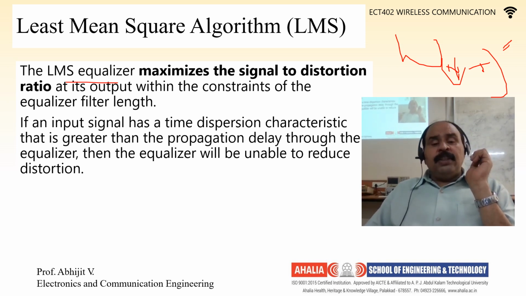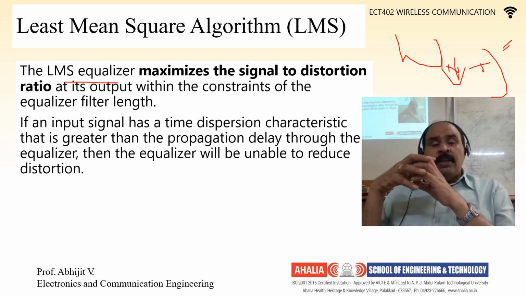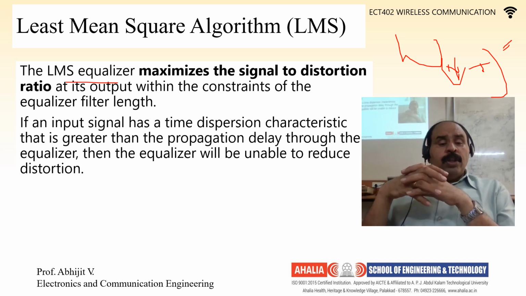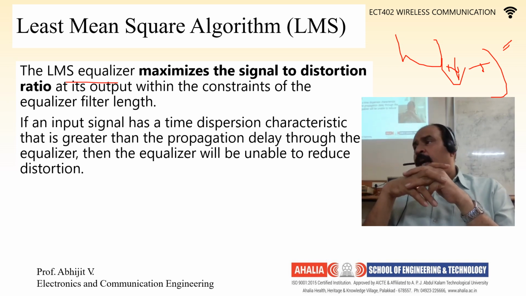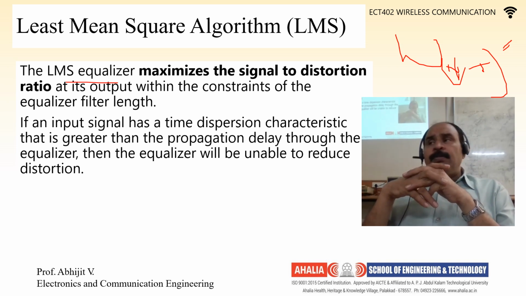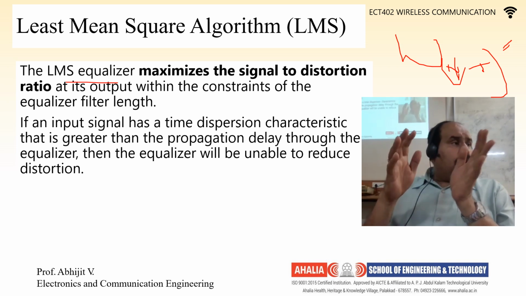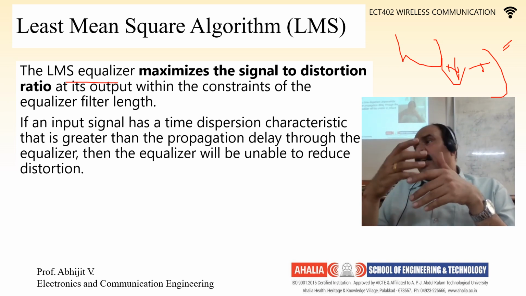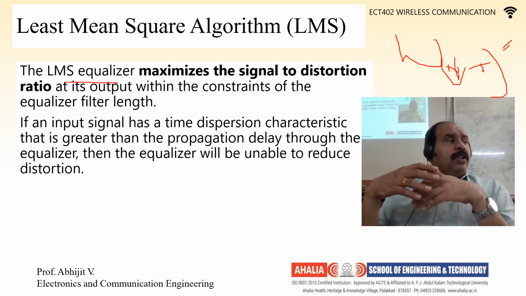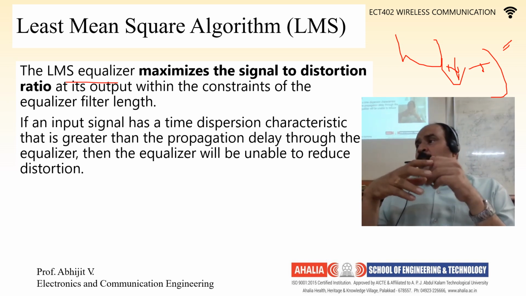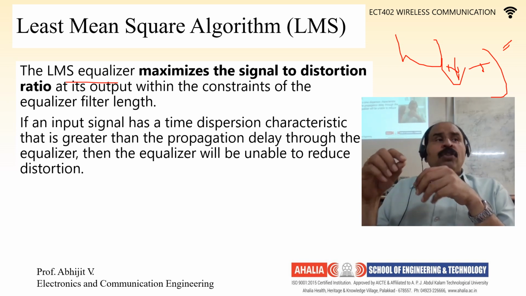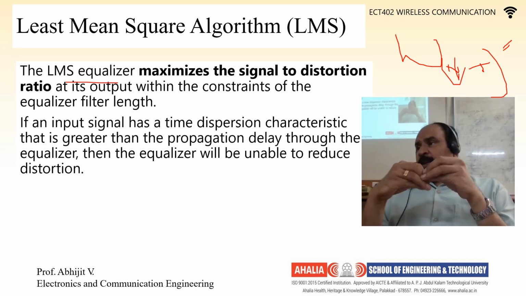If the input signal has a time dispersion characteristic that is greater than the propagation delay through the equalizer, then the equalizer will be able to reduce distortion. In the previous two examples, we have seen zero forcing and MMSE. In both these cases, there is no reduction in distortion. But LMS is an adaptive equalizer where we have distortion reduced. That is why these points are important. Whenever you are asked to write the significance or describe the steps with respect to LMS algorithms, you need to mention all these points to get better marks.